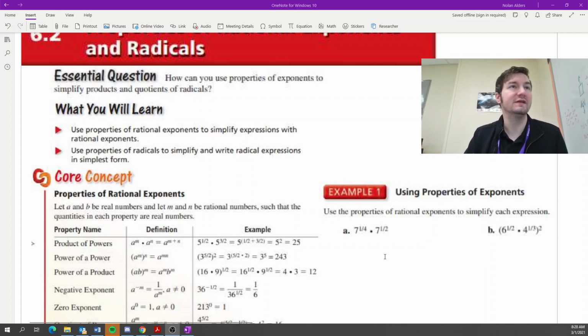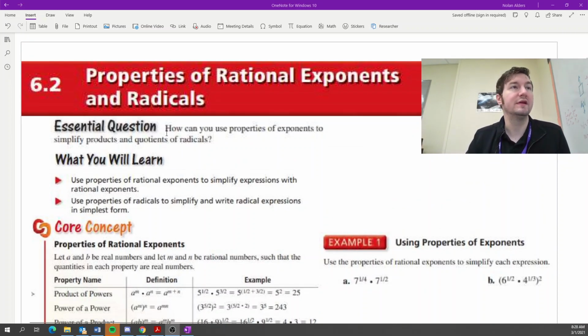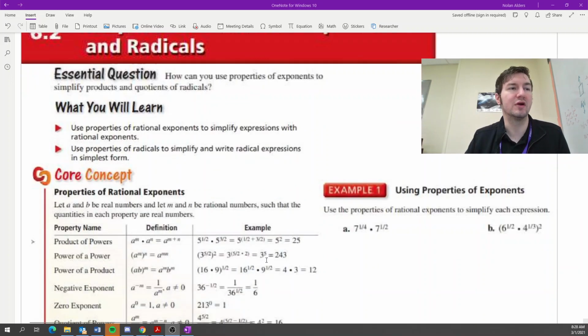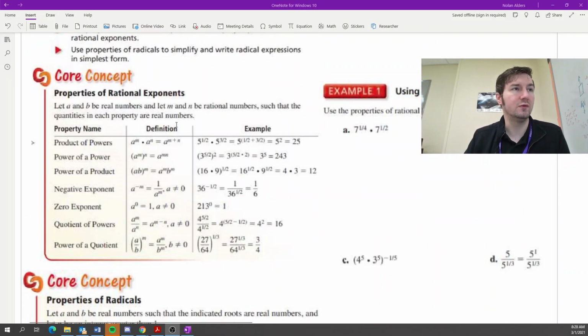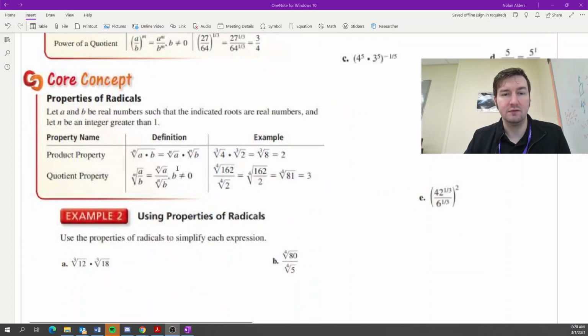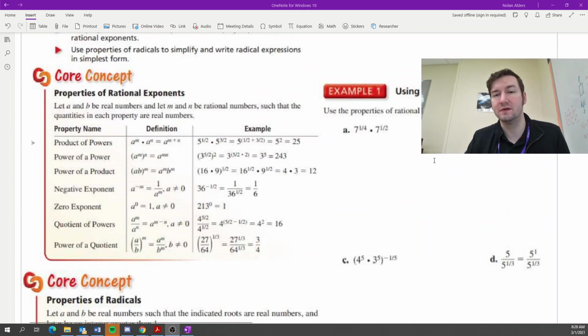We're going into a new section today. We're going to be talking about properties of rational exponents and radicals, and I'm going to show you using some properties how we can simplify different expressions. Here are all the rules, and I'm going to demonstrate those by solving some problems. But if you do want to look at them, these are all of our rules that we're going to be using for powers. And then these are the rules we're going to be using for radicals. All right, so let's jump right into it.